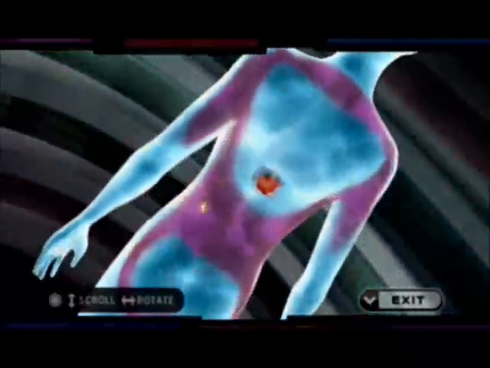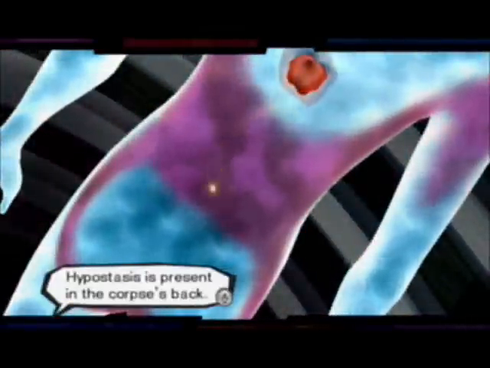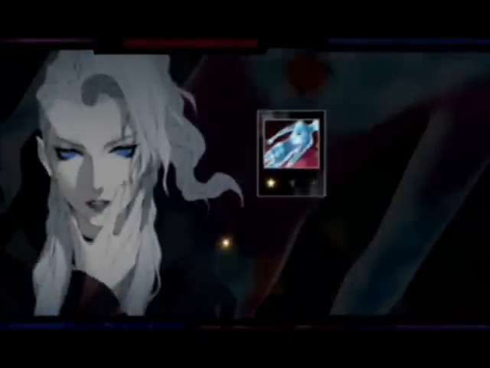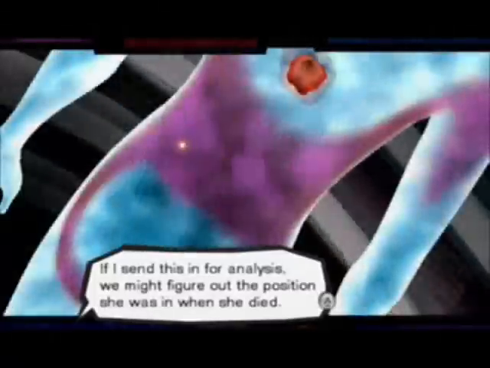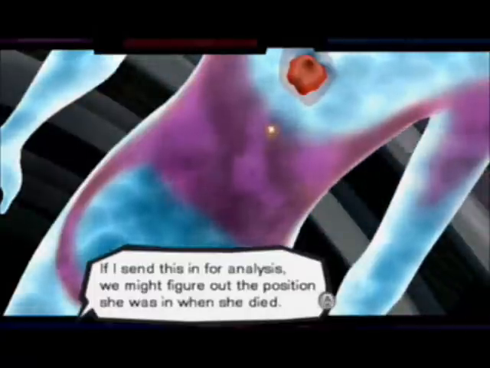What the hell is all this blood? Hypostasis is present in the corpse's back. If I send this in for analysis, we might figure out the position she was in when she died.